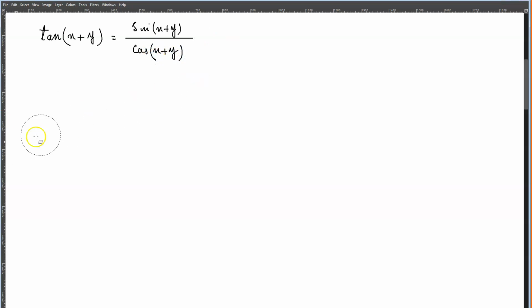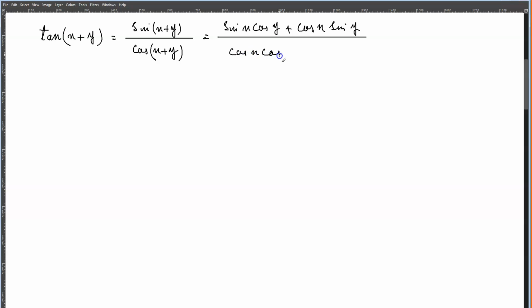You know that sine of x plus y is equal to sine x cos y plus cos x sine y, and cos of x plus y is equal to cos x cos y minus sine x sine y, right?